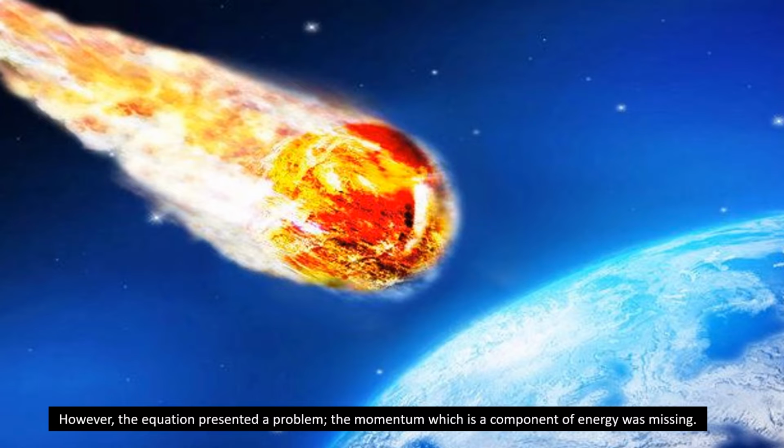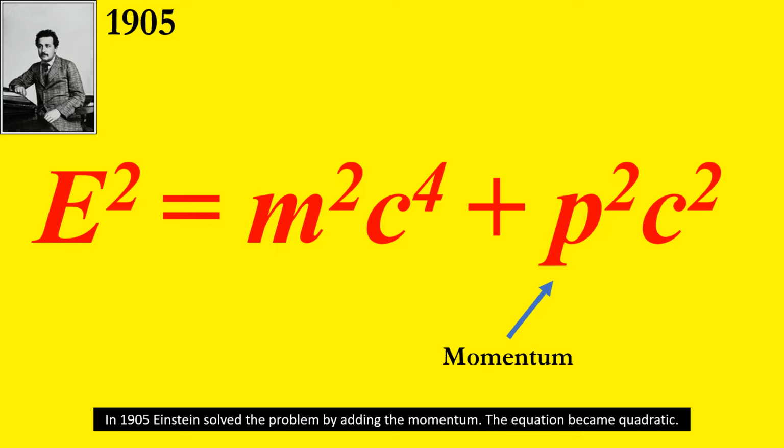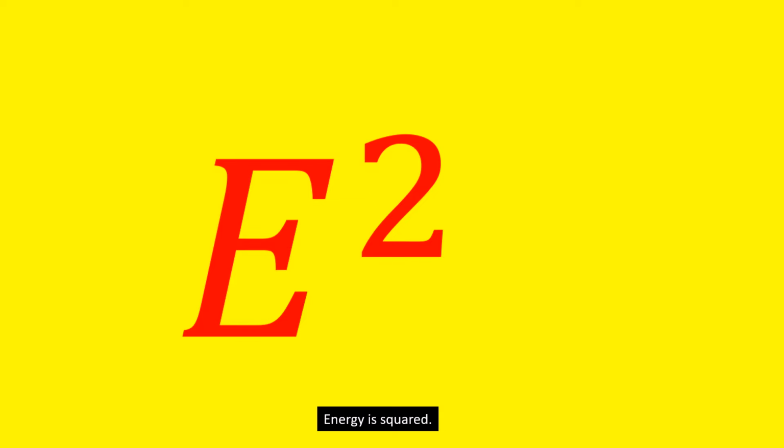However, the equation presented a problem. The momentum, which is a component of energy, was missing. In 1905, Einstein solved the problem by adding the momentum. The equation became quadratic. Energy is squared.